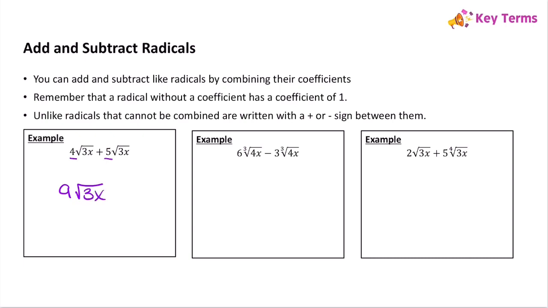In the second problem, notice that we do have like radicals because both of them have an index of 3 and the radicand in both is 4x. So we can do 6 minus 3, which gives us 3, and we have 3 times the cube root of 4x. So now if we look at this last example, notice that these are unlike radicals because the radicand is the same, but the index is different on both of these. So these unlike radicals, you're just going to leave them separated with that plus sign between them because we cannot combine them.